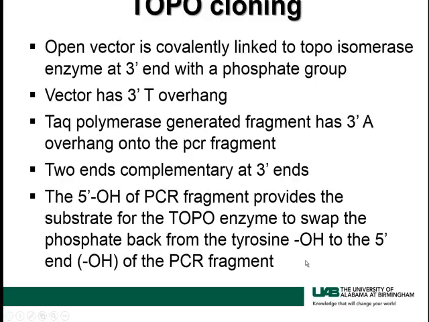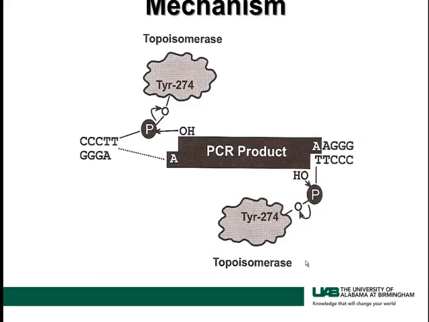So by design then, the OH which grabs the phosphate group that is attached to the 3' end of the vector is going to grab the 5' end of the insert with the free hydroxyl group, and it's going to use that as a substrate to form a phosphodiester bond. And so this is what this shows.